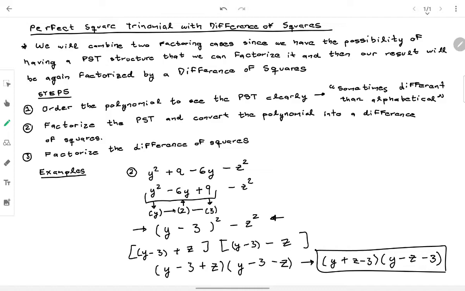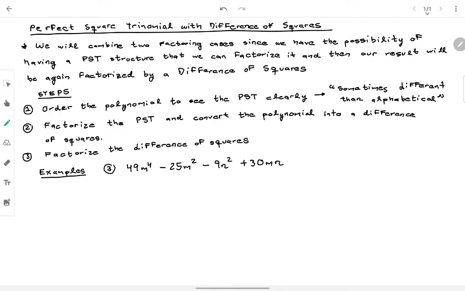So as I was telling you, it's not a difficult topic. We only need to look for the specific part of the polynomial that is the perfect square trinomial, factorize it, and then we will have a difference of squares that will be factorized also, to get our answer that is going to be two different polynomials in parentheses multiplying. So let's see another example. So let's check this example.